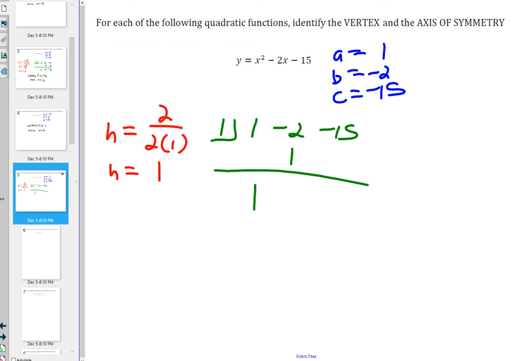Drop the 1, 1, negative 1, negative 1, negative 6.